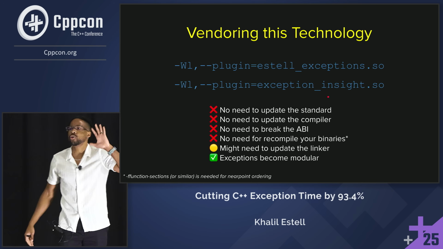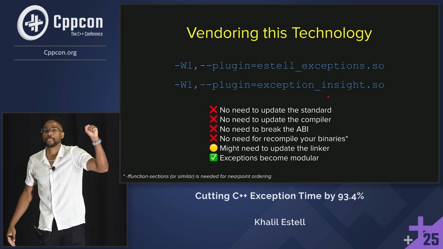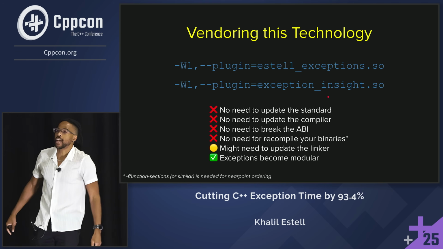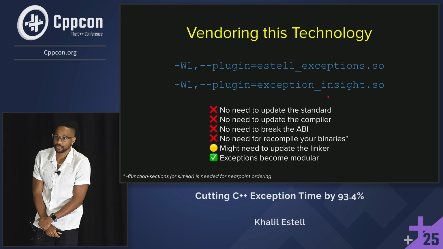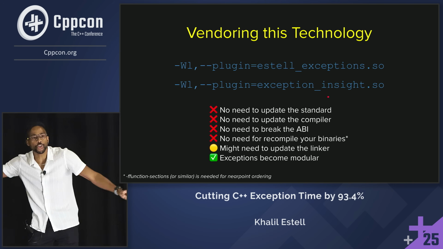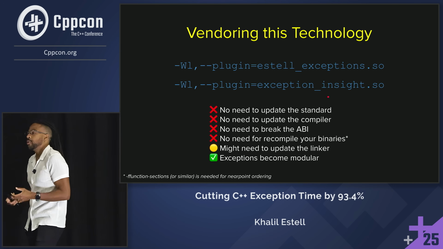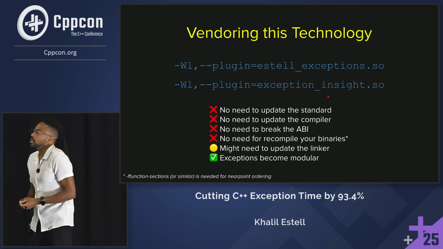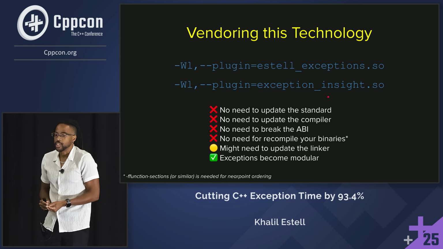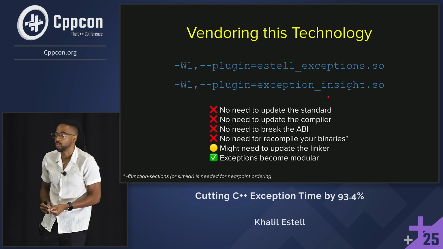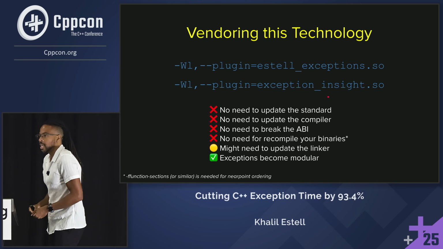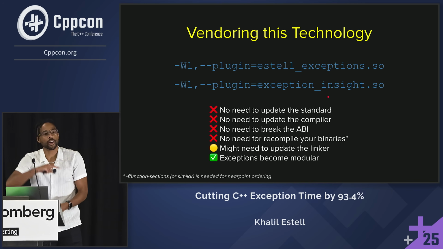Raise of hands, who here knows what link time optimization is? Cool. Did you know that that was implemented as a linker plugin? Meaning that you put it into your linker and it does all the work there. Makes sense, right? But it's a plugin, you don't have to include it. And then I realized that I don't need to change your compiler. I don't need to change your standard, I don't need to change your ABI, I don't need to recompile your binaries. All I need is for you to put my code into your linker and I can do a set of things.